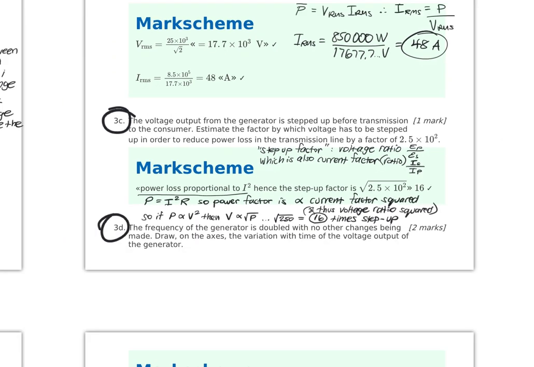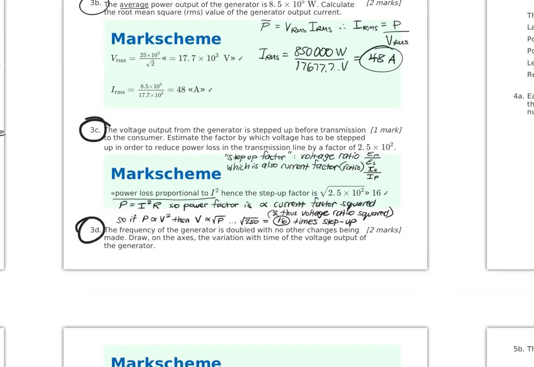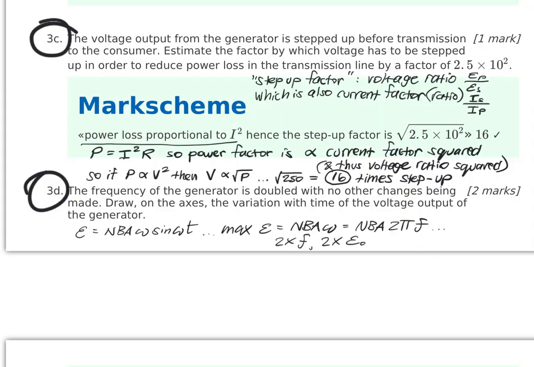And in 3D, I guess they want you to use these axes up here. So let's take a look at 3D. Frequency of the generator is doubled. Nothing else has changed. Draw the graph. If I have double the frequency, I'm going to have half the period. But in terms of the actual voltage output, it's also going to double the max EMF. The reason is that if we take the first derivative of the flux with respect to time, we get that EMF is NBA omega sine omega t.